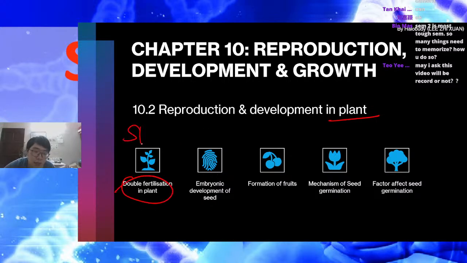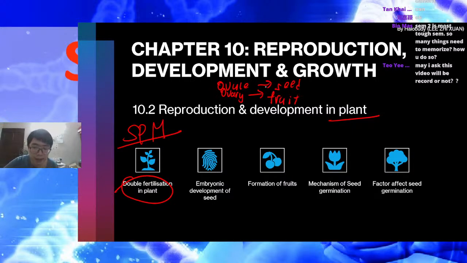In SPA it is just double fertilization. Okay. But in SPA, you will not learn embryonic development of seed. So actually, after the double fertilization, you will know that the plant organ, the ovule, will become seed, right? And then the ovary will become fruit. After double fertilization, it will become like that.